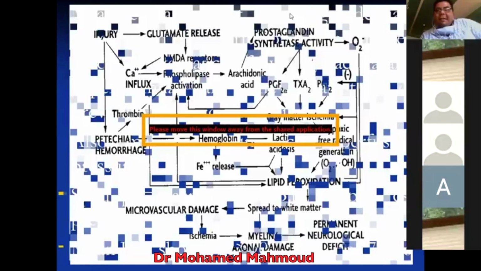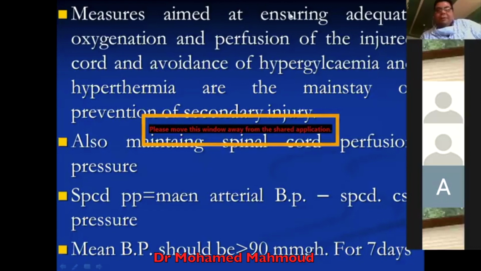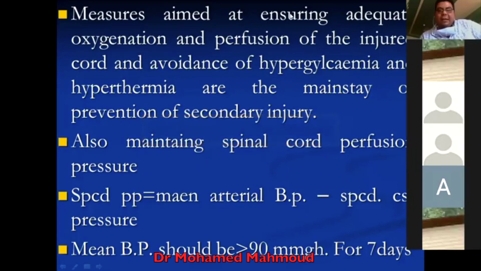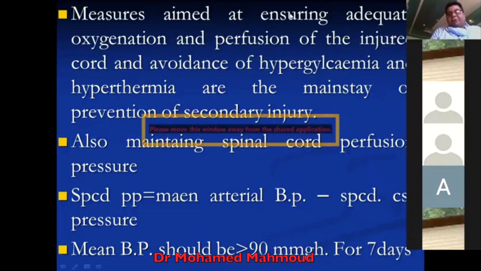Measures aimed at ensuring adequate oxygenation and perfusion of the injured spinal cord and avoidance of hyperglycemia and hyperthermia are the mainstay of prevention, the main factor for preventing secondary injury. Also maintain spinal cord perfusion pressure. Spinal cord perfusion pressure equals mean arterial blood pressure minus spinal cord CSF pressure. Blood pressure should be over 90 mmHg for 7 days after injury.